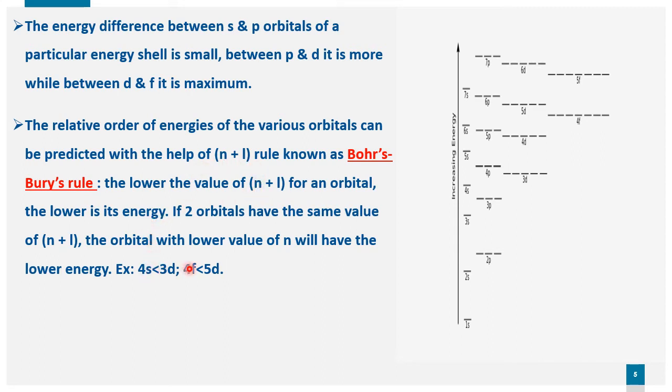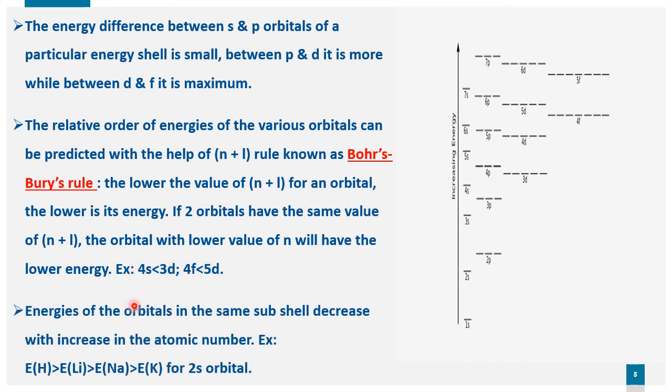Now the second rule. For 4f, 4 plus 3 is 7, and for 5d, 5 plus 2 is 7. Both have the same n plus l value. When both have the same n plus l value, then the second part starts. What starts? The orbital with the lower value of n. Among the two, whose n value is low, that is 4f, n equal to 4. So this has lower energy. So 4f is lower than 5d. That is the Bohr-Bury rule.